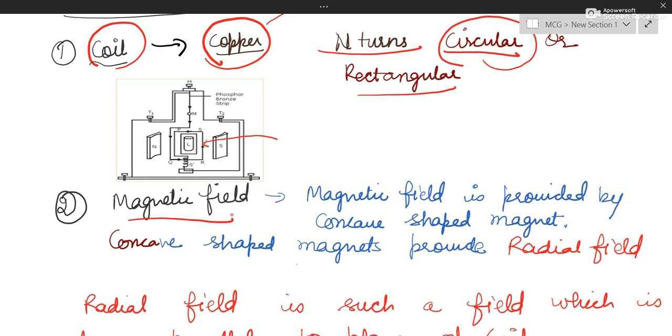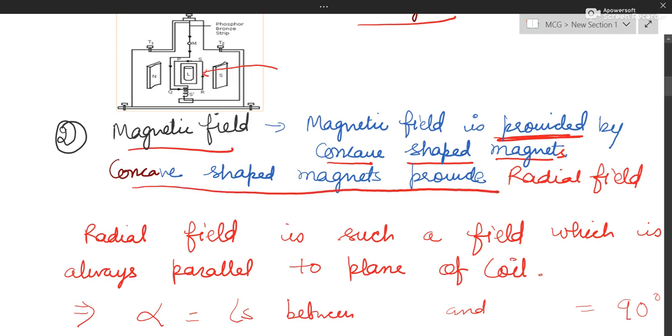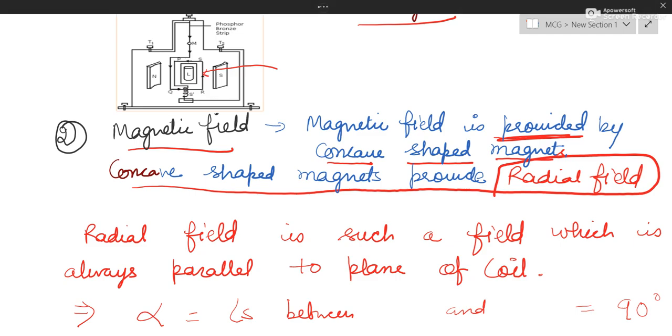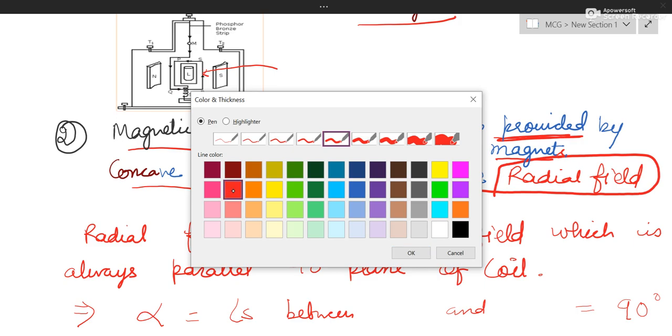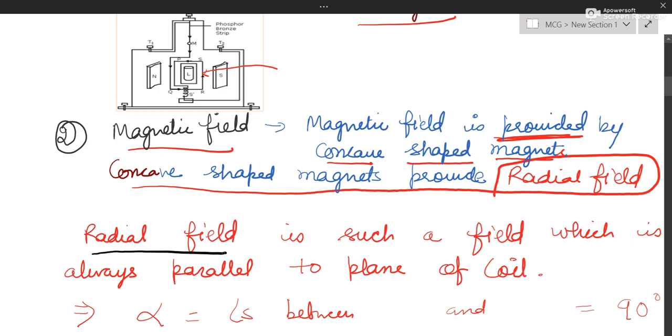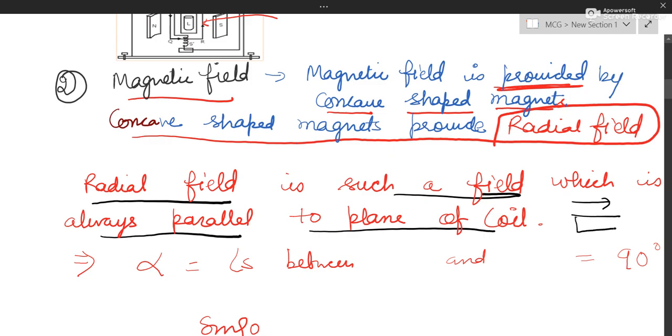Magnetic field here in MCG, moving coil galvanometer, is provided by concave shaped magnets. Okay, why concave shaped magnets? Because concave shaped magnets provide radial field. Now, what is a radial field? Radial field is such a field which is always parallel to the plane of the coil.